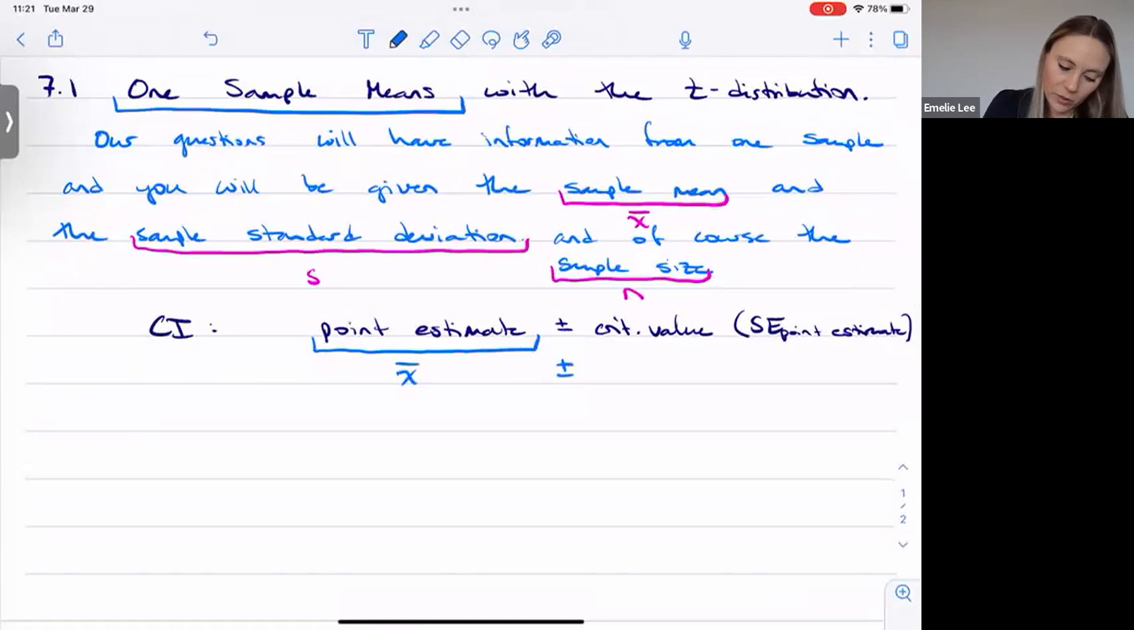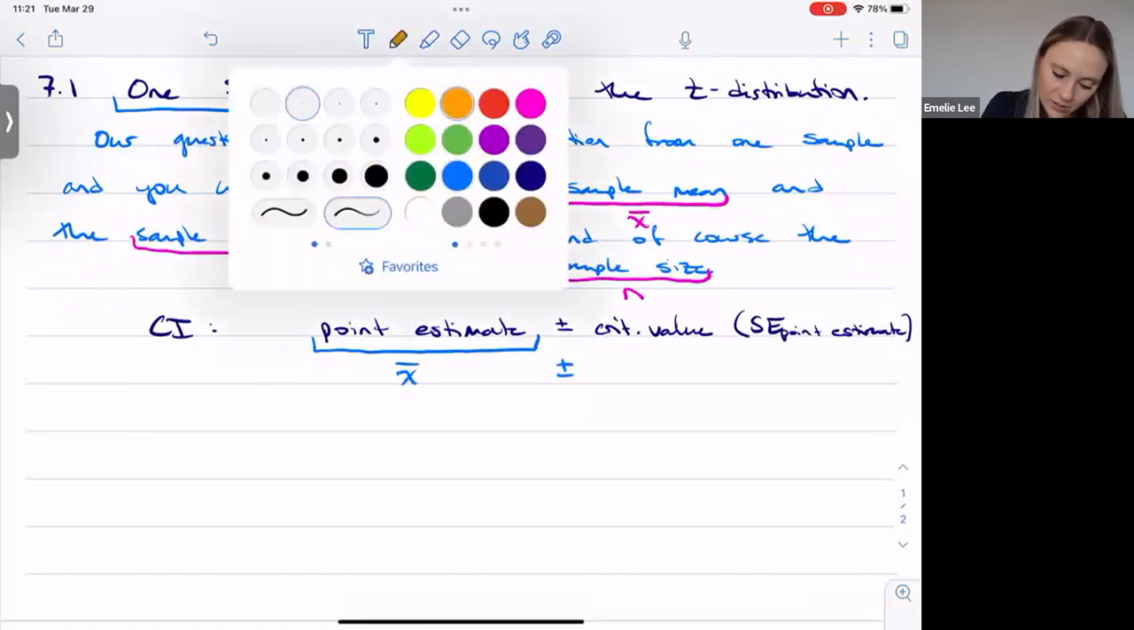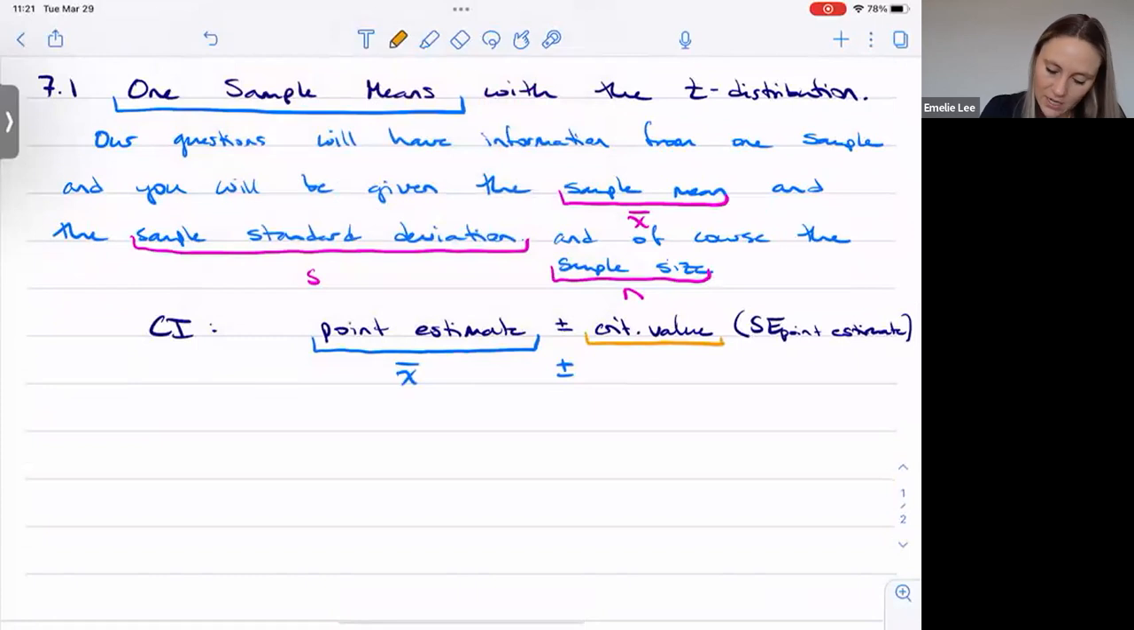Plus minus the critical value. The critical value, I'm going to leave it a little bit secret. I'm just going to call it a T star. Remember, we're going to be using the T distribution, so it's fair to say that there's going to be some T star, some critical value. We're going to talk about T, so that's why I'm just introducing it, and then we'll build on it later.